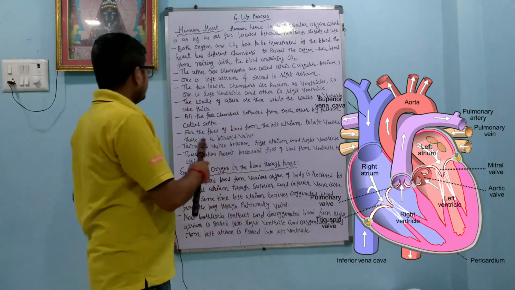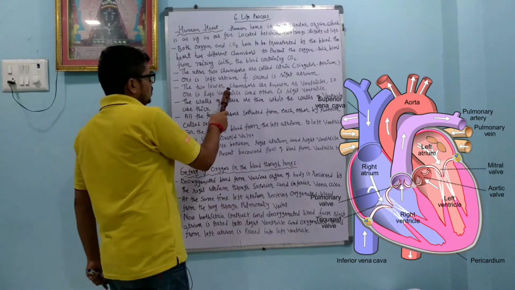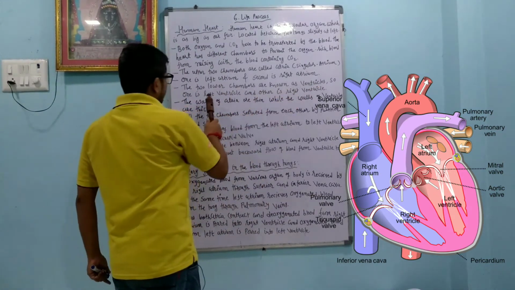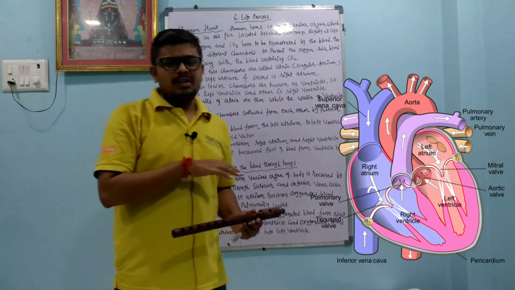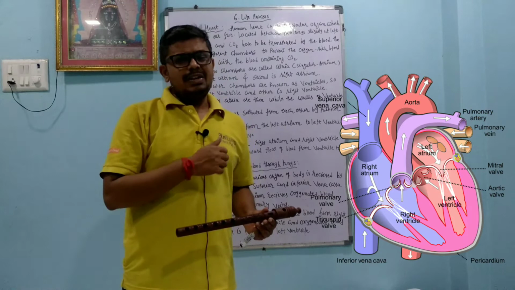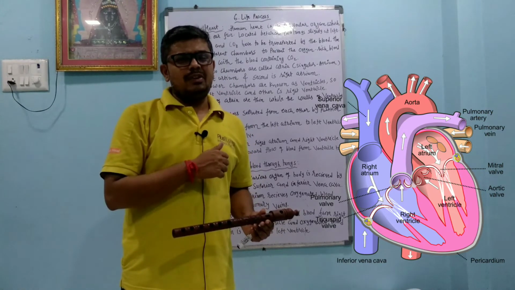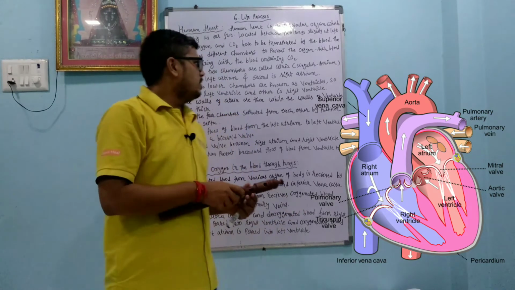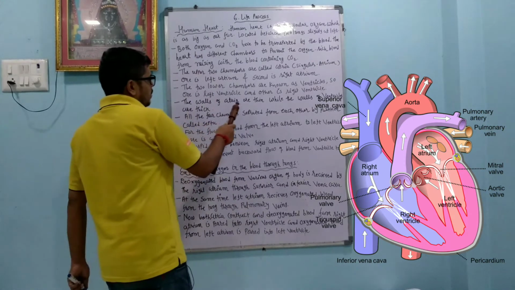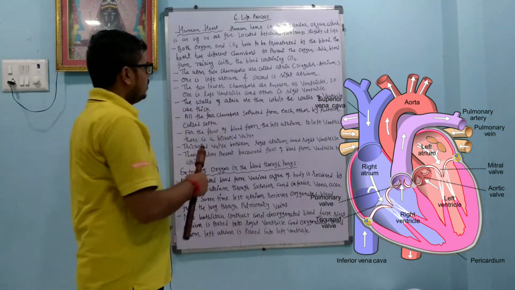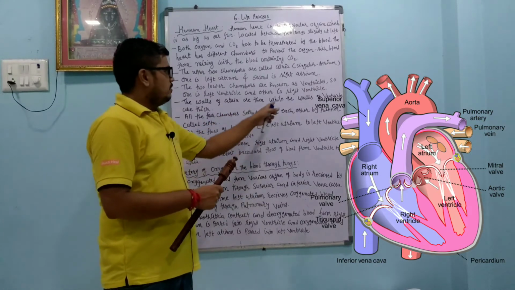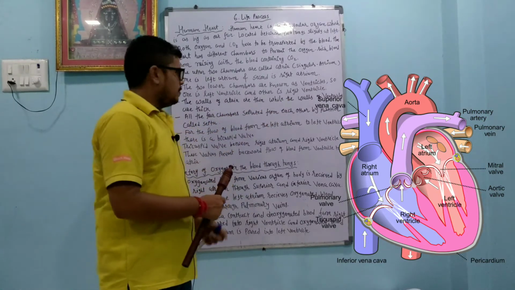The two lower chambers are known as ventricles. One is the left ventricle and the other is the right ventricle. The one present on the right side is called the right ventricle, and the one on the left side is called the left ventricle. The walls of the atria are thin while the walls of the ventricles are thick.